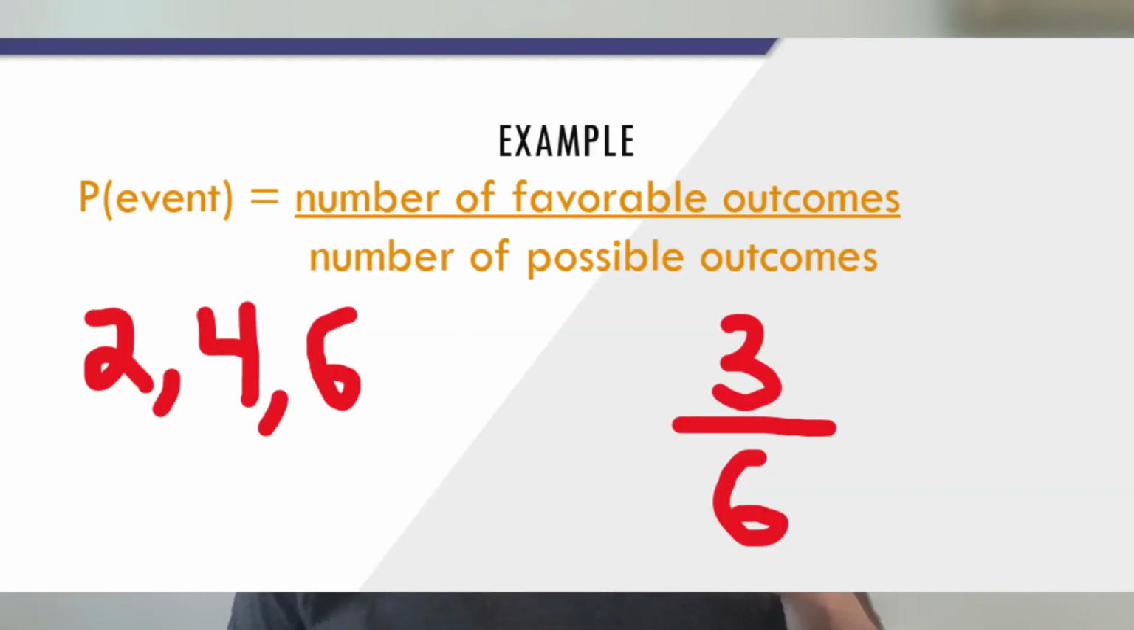So for example, the probability of rolling an even number on a 6-sided dice is 3 out of 6. We can roll a 2, a 4, or a 6. That's 3 outcomes that we can have. The total outcomes is 6 because we could roll a 1 through 6. And if we simplify that fraction, it would be a half. So the probability is a 50% chance that we'll roll an even number versus an odd number.